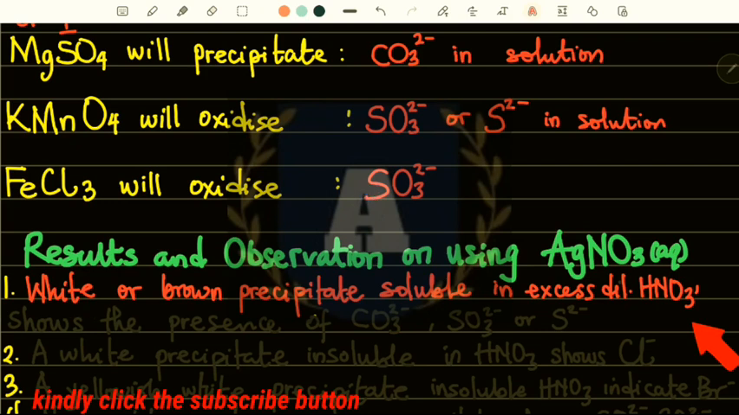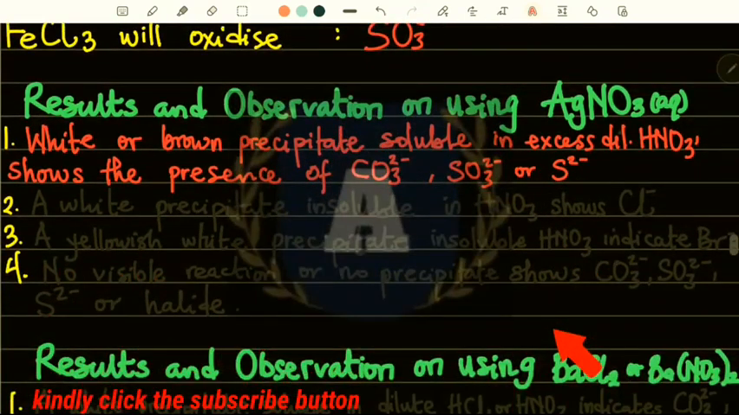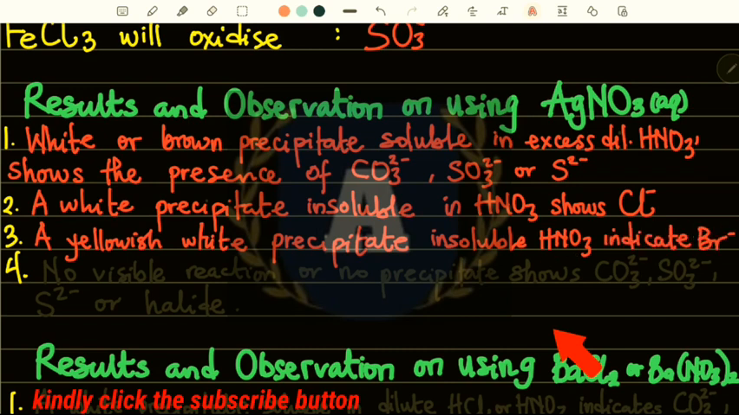It shows the presence of trioxocarbonate 4, trioxosulfate 4, and also sulfide ion when you see white or brown precipitates. So note that this will be seen. Then if it is just a white precipitate which is insoluble in HNO3, it shows the presence of chloride ion. But if the color is yellowish white, a yellowish white precipitate insoluble in HNO3 indicates the presence of Br minus.